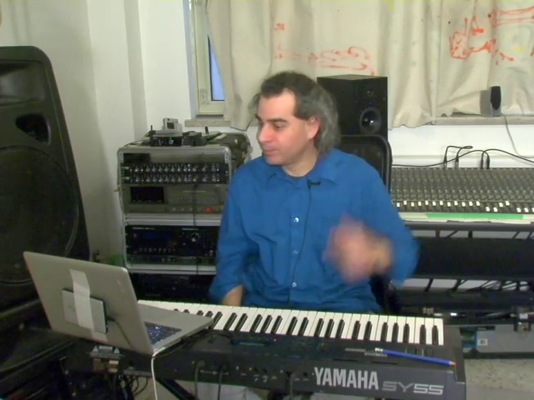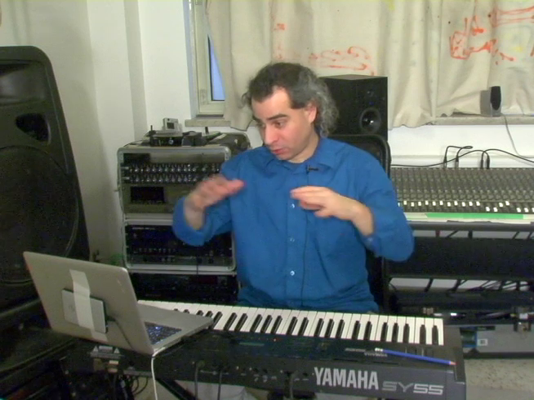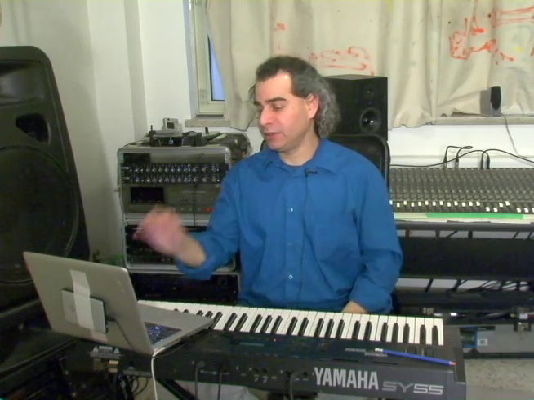In a nutshell, this is how Model 1 works. Model 1 has a few specific features, mainly focuses on functional strategies, assessment points, and compositional thinking. As we can see, if we connect the dots between functional strategies to assessment points to compositional thinking back and forth, there's like a current going on from emergent to monitoring to residual. And this basic procedure, this basic interaction is enhanced by all the other processes, which, as we see in the model, there are some loops within the model.